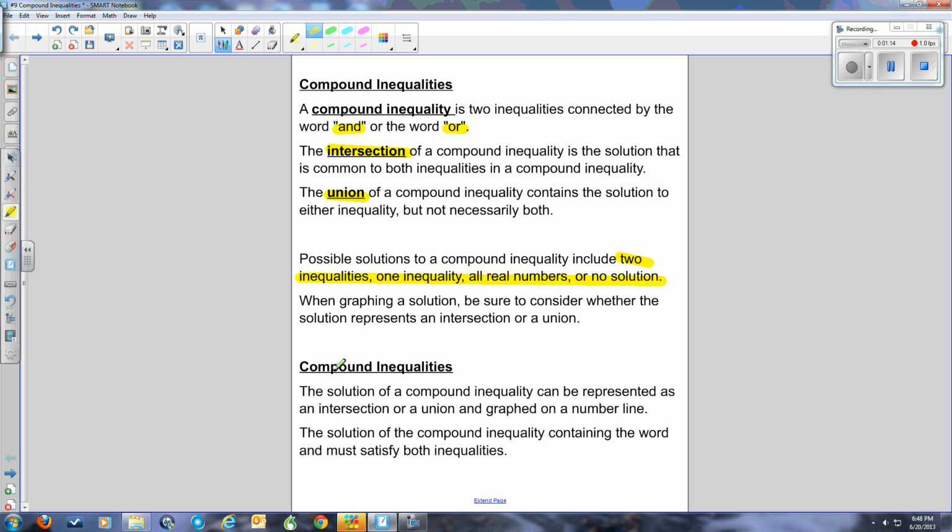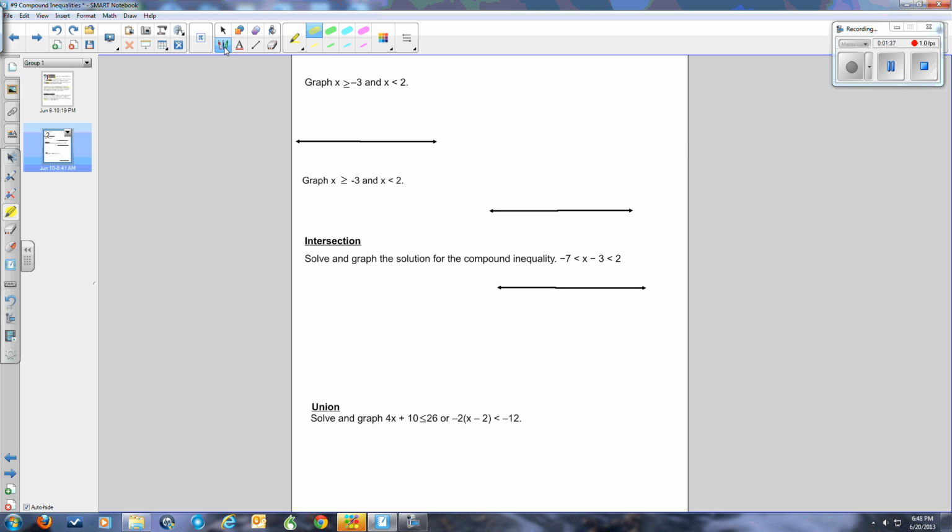With compound inequalities, the solution can be represented as an intersection or a union and graphed on a number line. And the solution of a compound inequality containing the word and must satisfy both inequalities. So that's a whole lot of information given to you. What I would recommend is once you see some examples, go back and read that over again from the beginning of the video.